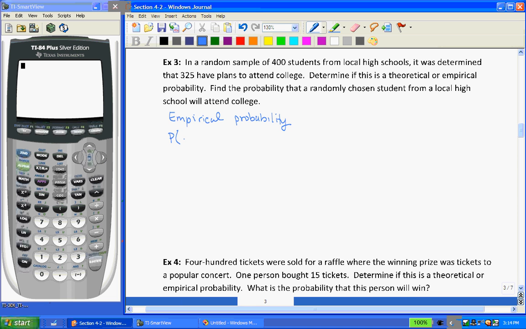So we'll say the probability of going to college. Actually, let's identify or give this a name, a letter name. So we're going to let C equal plans to go to college.